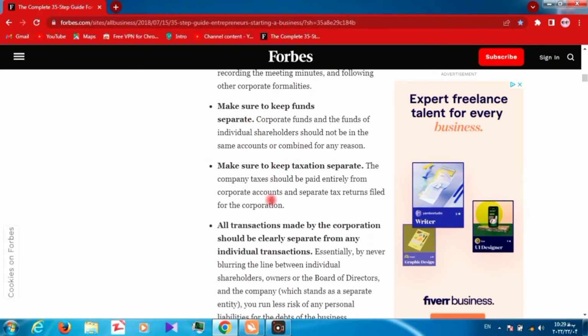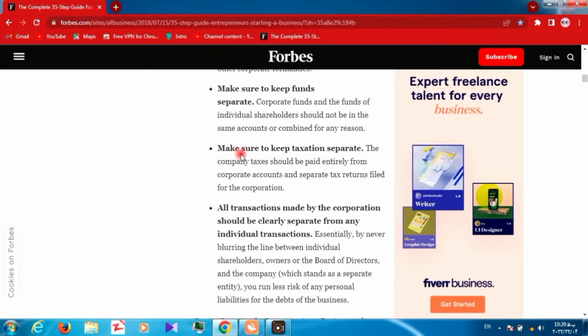The next procedure is make sure to keep taxation separate. The company taxes should be paid entirely from corporate accounts and separate tax returns filed for the corporation. The tax payment should be separate, and you should pay the tax from the corporate accounts, and you should keep the files all the time.